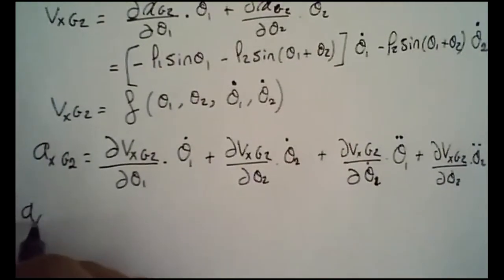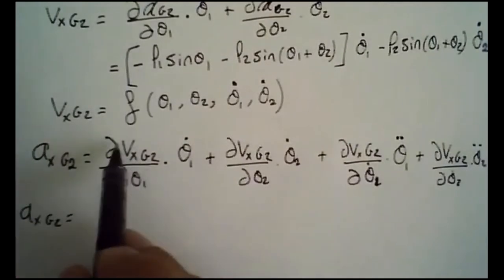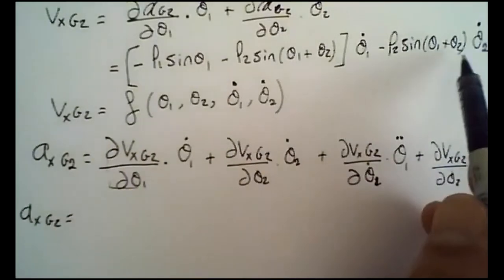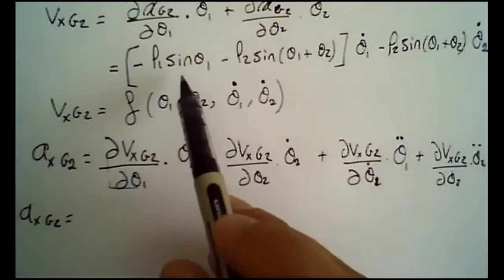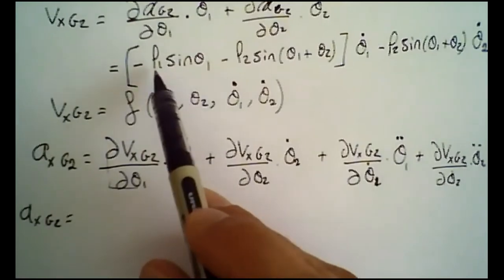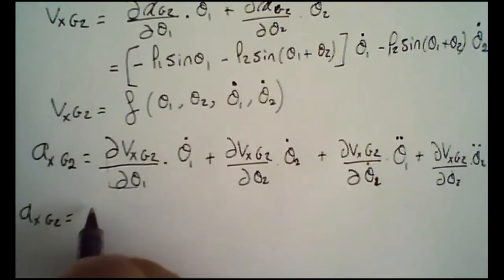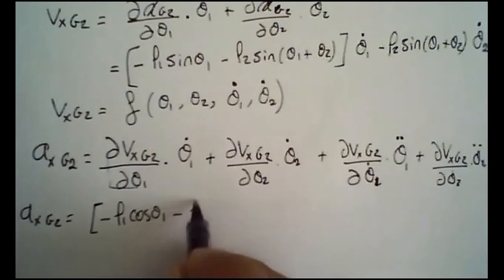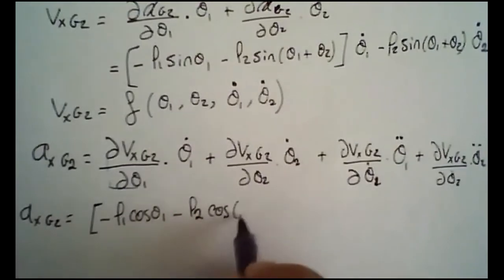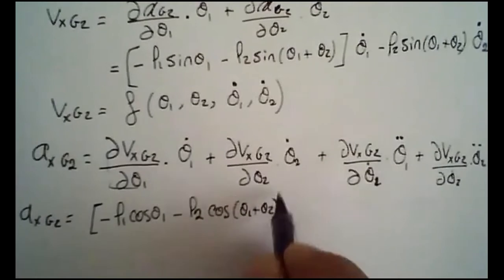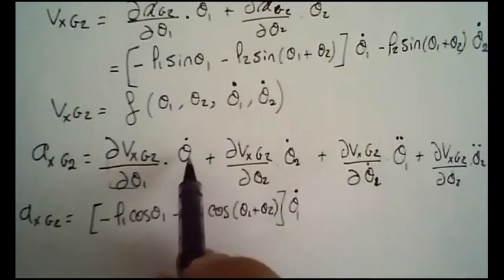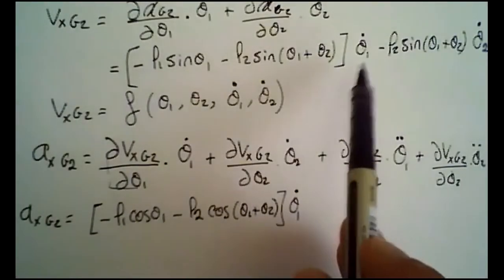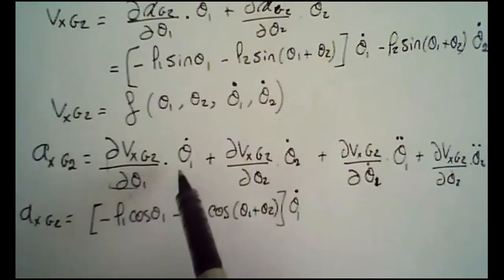So Axg2 is equal to, what is the first one? dVxg2 with respect to theta 1. We want to differentiate this whole thing with respect to theta 1, right? What would that be? The first component is going to be equal to minus L1 cosine theta 1 minus L2 cosine theta 1 plus theta 2, simply multiplied by theta 1 prime. So we're good with the first one. This will be simply differentiating this component. This term is a constant right now, because you're doing a partial derivative.